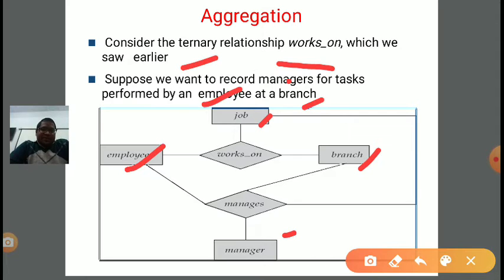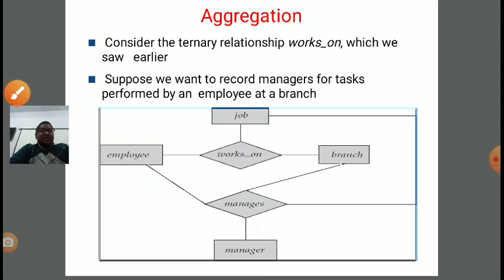If you see here, employee is related with the branch with the help of the works on relationship. Employee is related to branch with the help of manages also. And between job and manager, the manages relationship is there, and between employee and branch the works on relationship is there. So the relationship is very, very complex. We need to convert this relationship into a simpler form with the help of aggregation. So how can we do this? See the next slide.